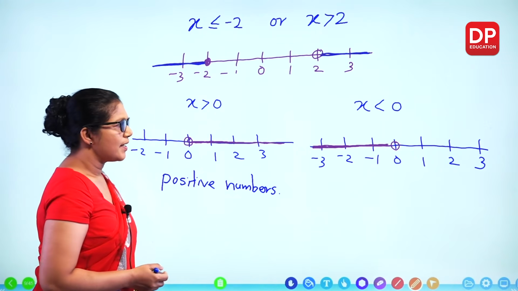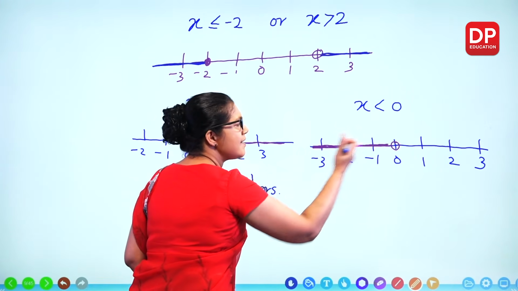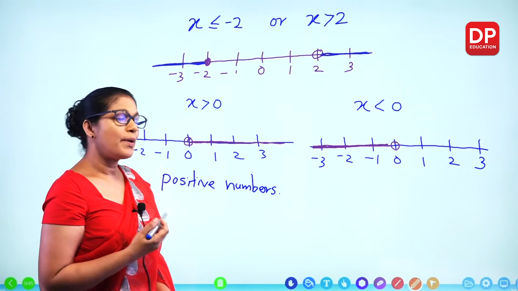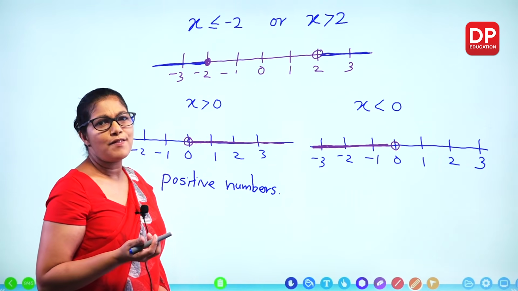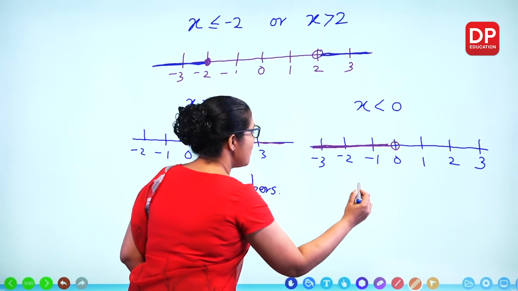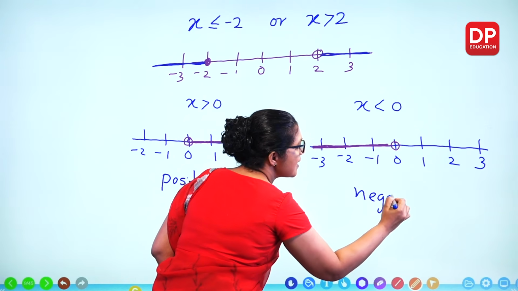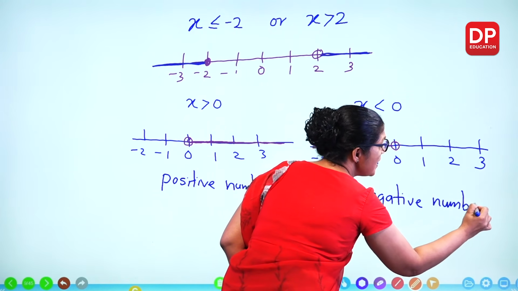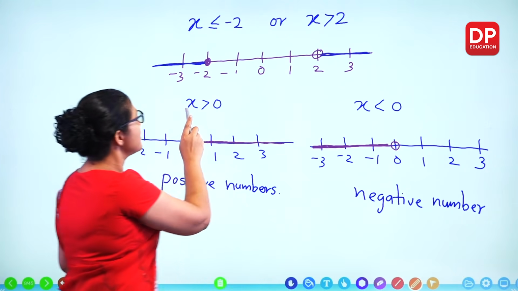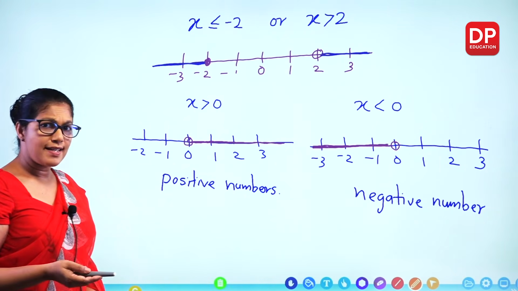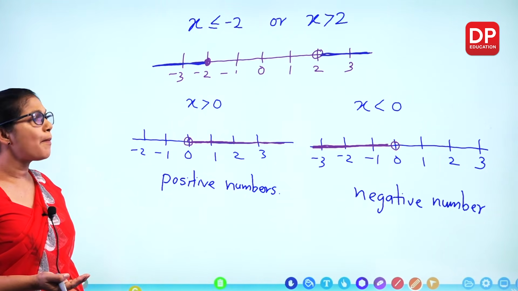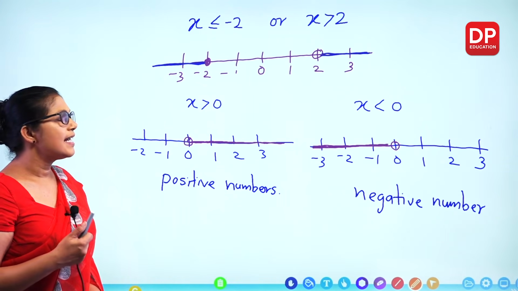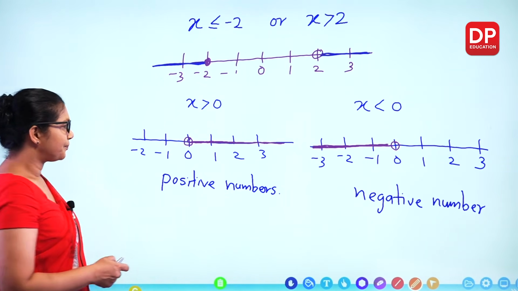What about this one? x less than 0. Without mentioning x less than 0, we can say negative numbers. So here we can say negative numbers. So remember this: when you get x greater than 0, that means you get positive numbers. If it's less than 0, you get negative numbers.